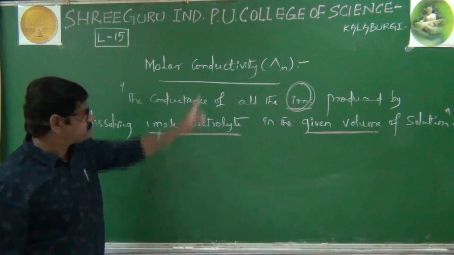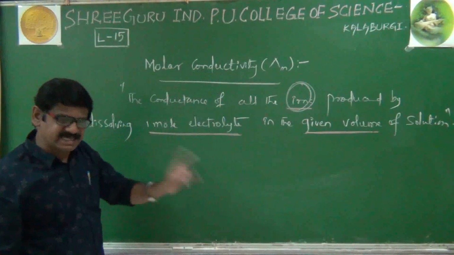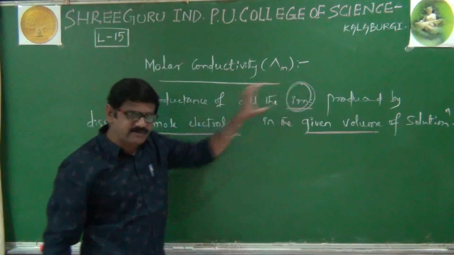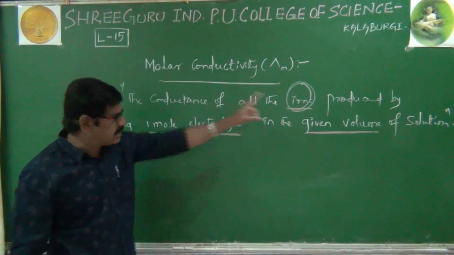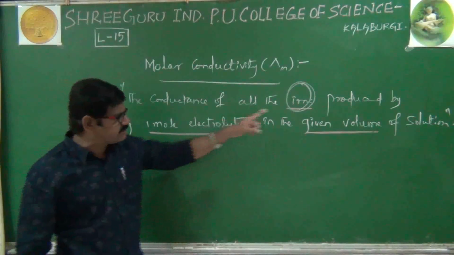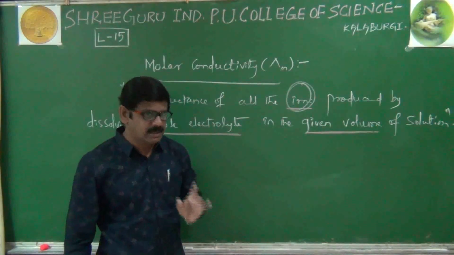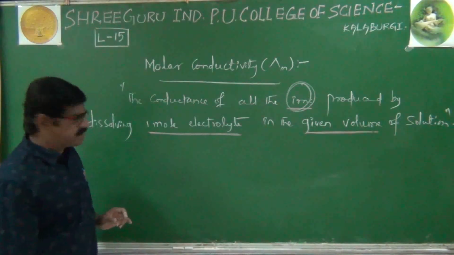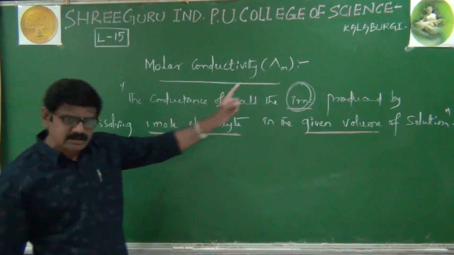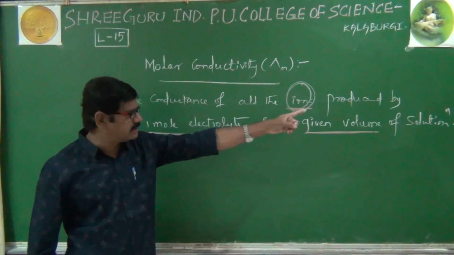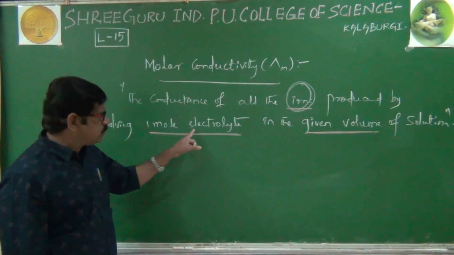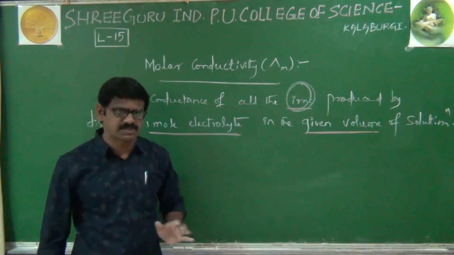I'll repeat: molar conductivity is just because of ions of 1 mole electrolyte in the given volume of solution. Once again, the definition: the conductance of all the ions produced by dissolving 1 mole electrolyte in a given volume of solution.